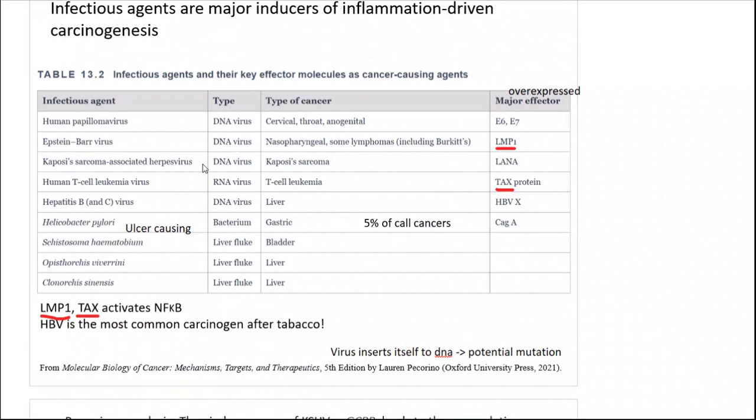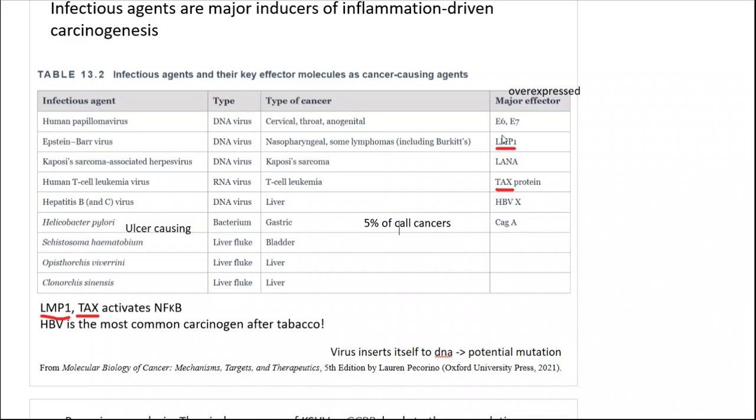Infectious agents like virus and bacteria can cause cancers. So the human papillomavirus, HPV, makes E6 and E7. These are overexpressed proteins, and they cause cervical, throat, and anogenital cancers. The Helicobacter bacteria, which causes ulcers, also causes gastric cancer, which is actually 5% of all types of cancers. So that's great because you can just take antibiotics and prevent those cancers, 5%, which is great.